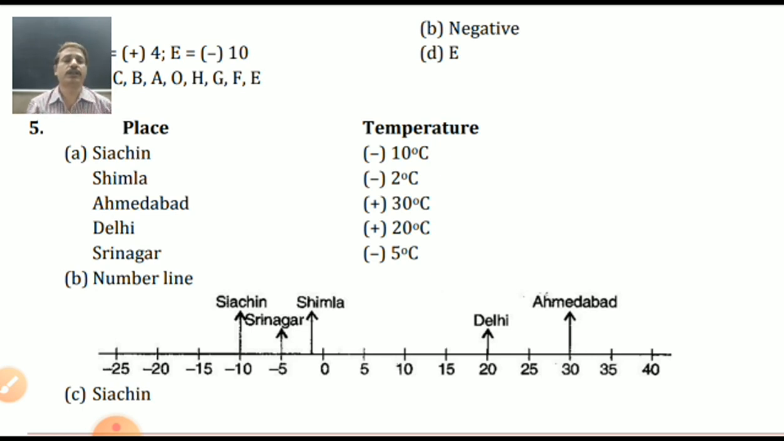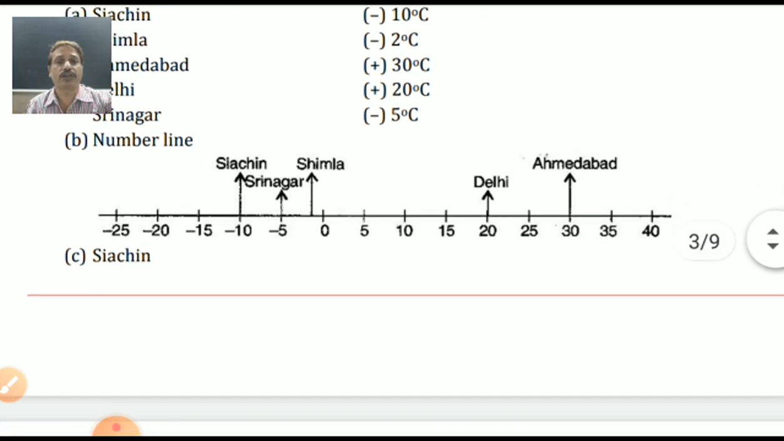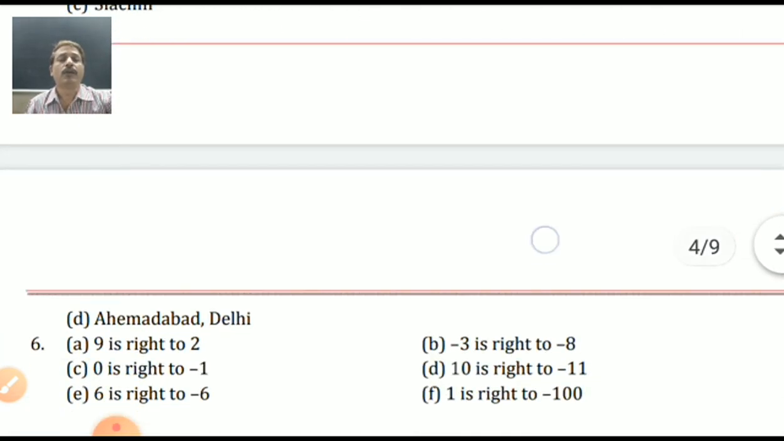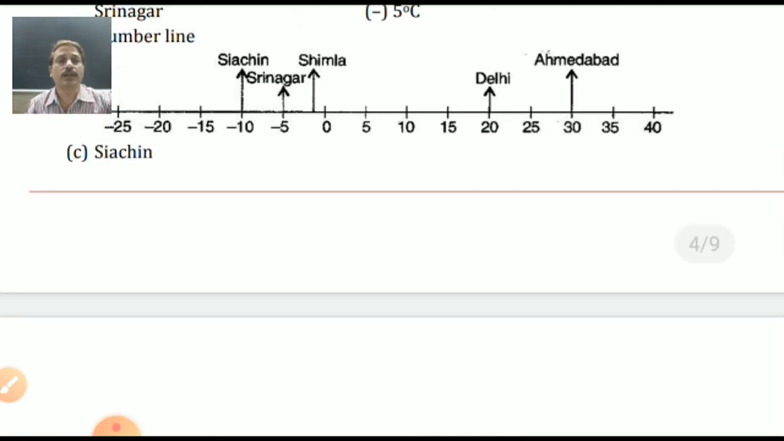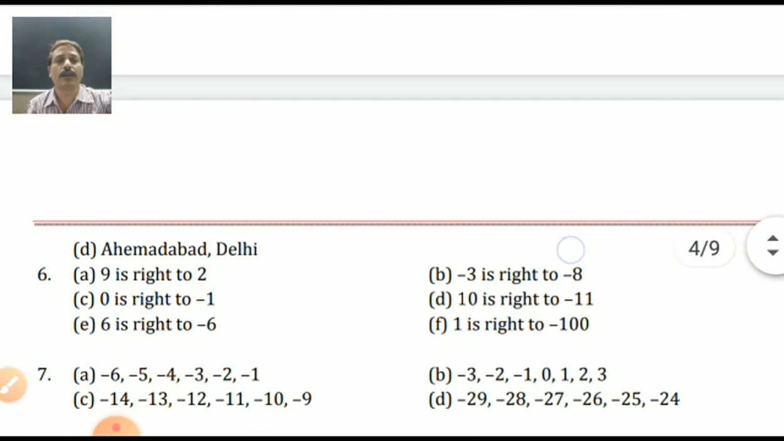Yes, my dear students, here are the places Siachen, Srinagar, Shimla, Delhi and Ahmedabad. Which is the coolest place? The left side place is Siachen. That's why its answer is Siachen. Correct answer. Good student. D: which is the highest one? Yes, about 10 degrees. Yes, that's Delhi and Ahmedabad.